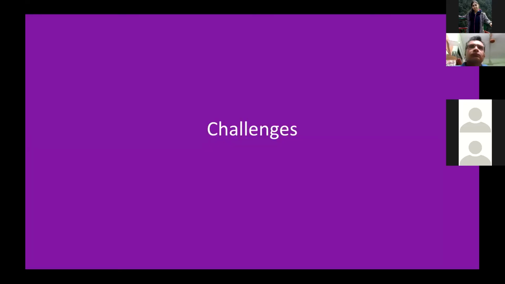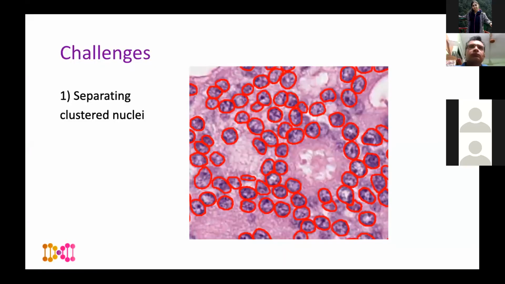Some of the challenges that we faced. First of all, we had to separate all of the clustered nuclei. We can see here some epithelial cells within the image region, and many of them are touching. So first of all, we had to separate those touching nuclei.